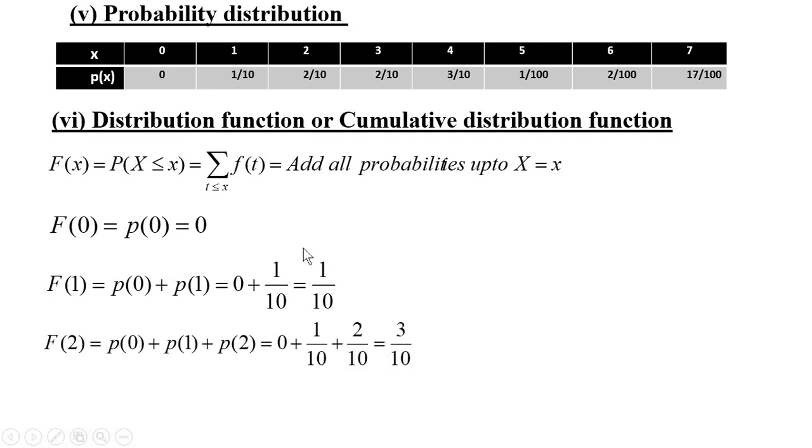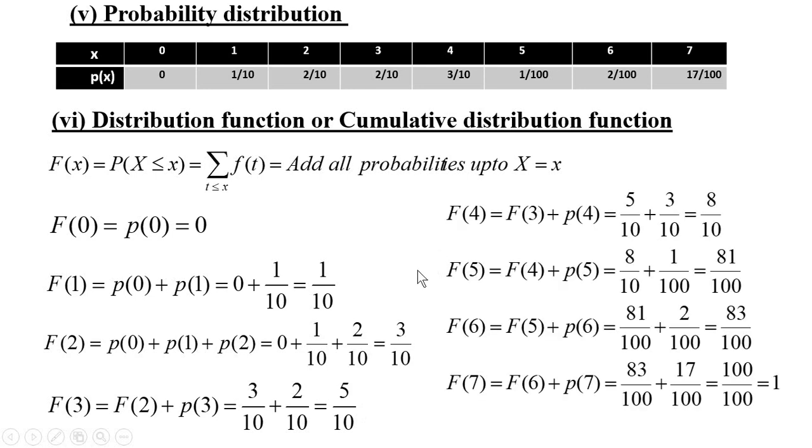What is capital F of 2? Add all the probabilities up to 2. So add P of 0, P of 1 and P of 2, which is 3 by 10. F of 3: we have already found F of 2, adding all the probabilities up to 2, isn't it? So from the previous step we get 3 by 10. Now we have to add only P of 3, which is 2 by 10 from the table. So upon adding these two we get 5 by 10.